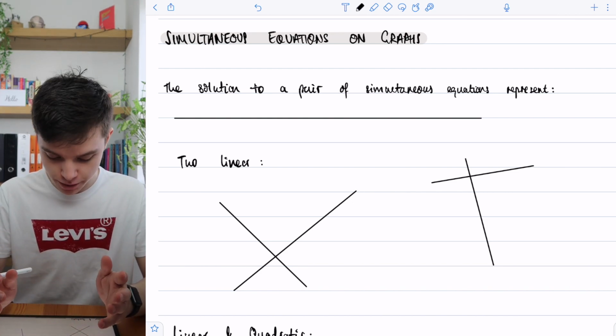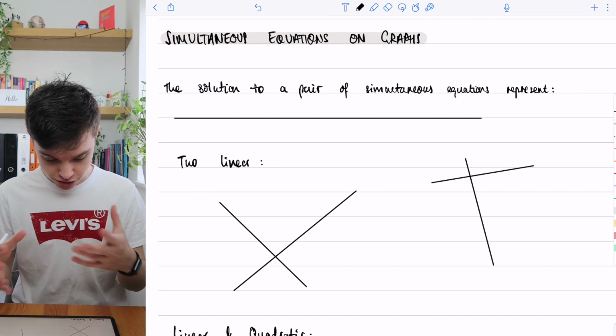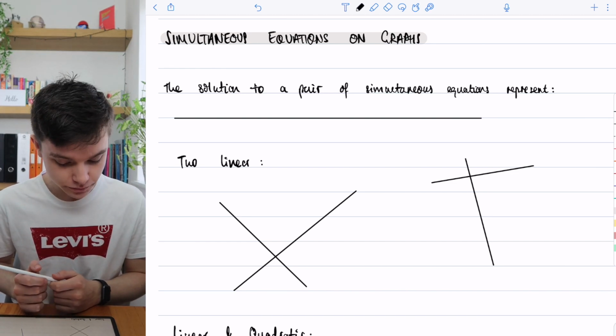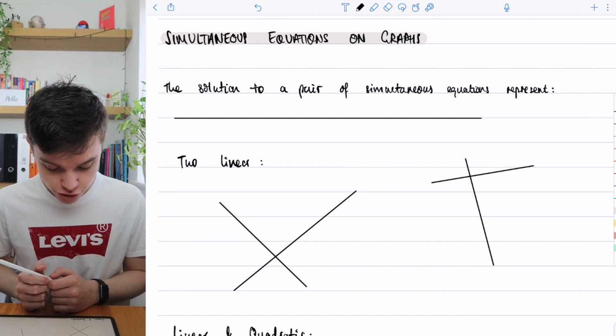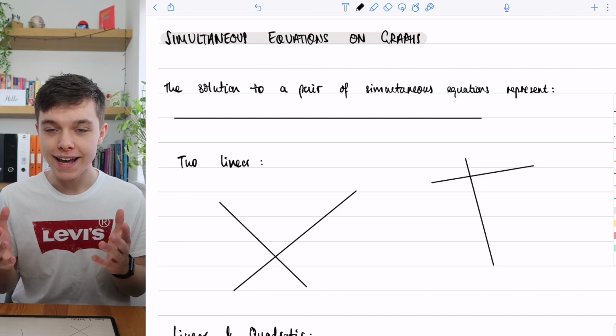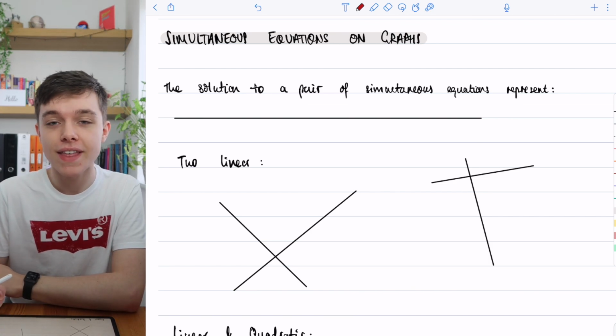So, on the screen here, we've got some examples, and I've also got a sentence at the start. It says, the solution to a pair of simultaneous equations represents blank. If you want to have a think about what the solution on a graph represents, then pause and have a go.